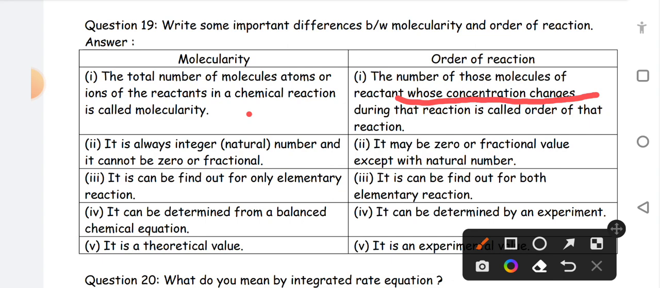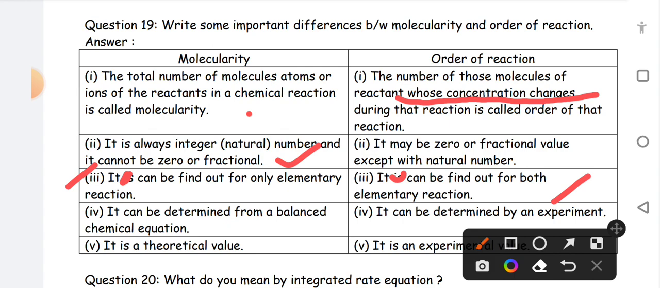Second, molecularity is always an integer natural number and it cannot be zero or fractional. Here order of reaction may be 0, or a fractional value also, and not only a natural number: order of reaction may be 0, fractional, negative, 1, 2 and 3. Third point, molecularity can be found out only for elementary reactions, only one step elementary reaction, and order can be found out for both elementary reaction and complex reaction.